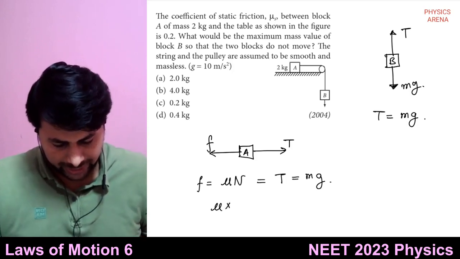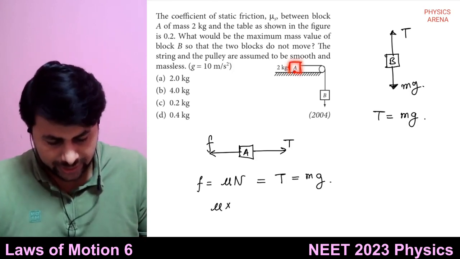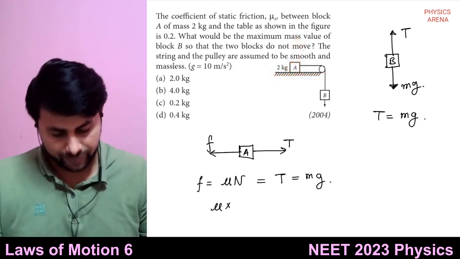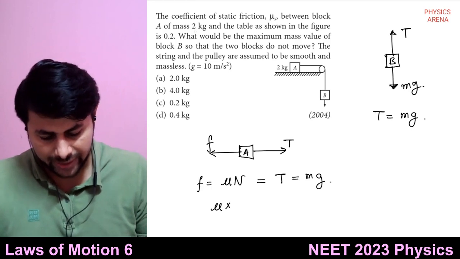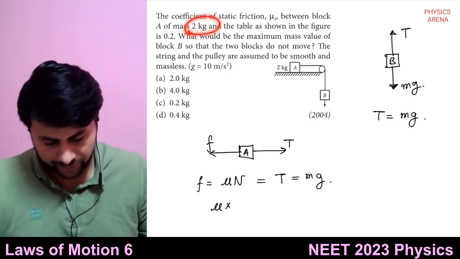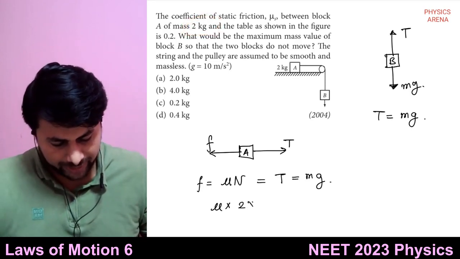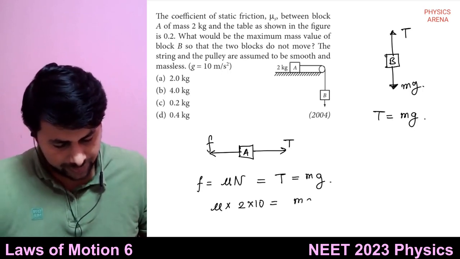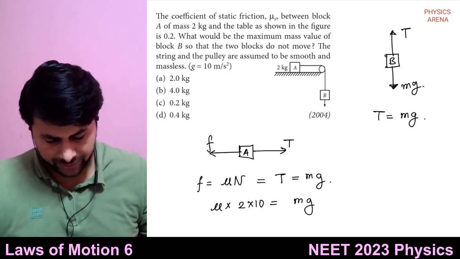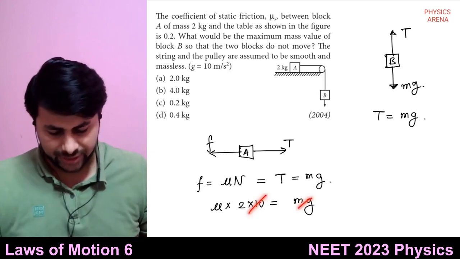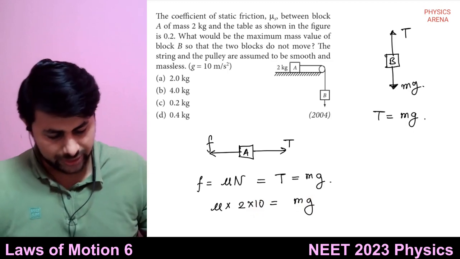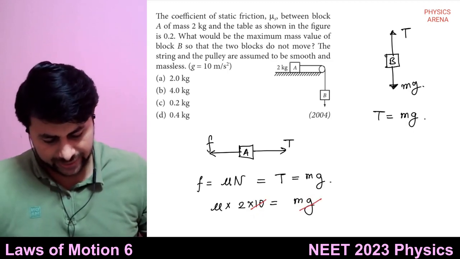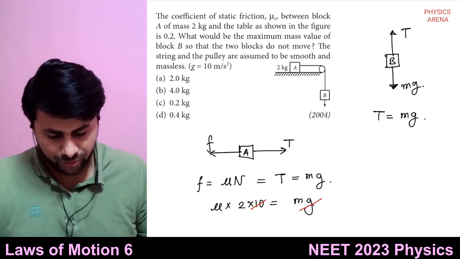Now mu multiplied by normal reaction. So what is normal reaction? Because this is horizontal surface, the normal reaction is equal to weight. Okay, so how much is weight? So its mass is 2 kg. So weight would be how much? 2 multiplied by 10, and it is equal to mg. Okay, you can cancel out this 10 and g, or you can substitute g equals to 10 and cancel it out. So m is equal to mu times 2.